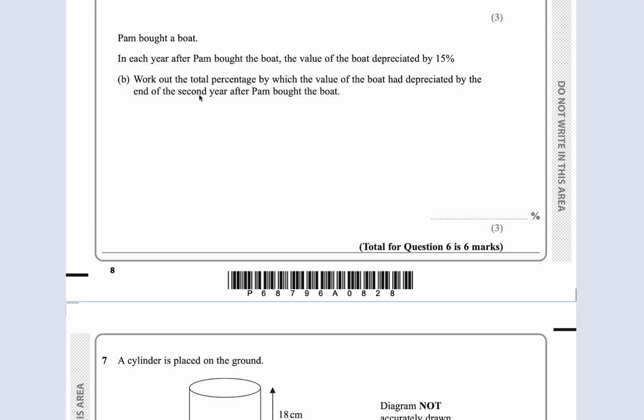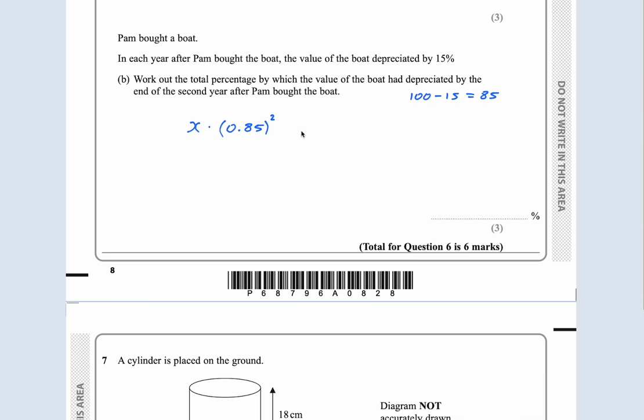Okay, so she bought a boat. How much did she pay for the boat? We don't know. Let's call it X. This is obviously a different X to part A, but whatever. Now, what do we do to depreciate something by 15%? Well, we multiply it by, again I'm going to use the dot, 0.85. By multiplying by 0.85, it reduces the value by 15%, because 100 minus 15 is 85.